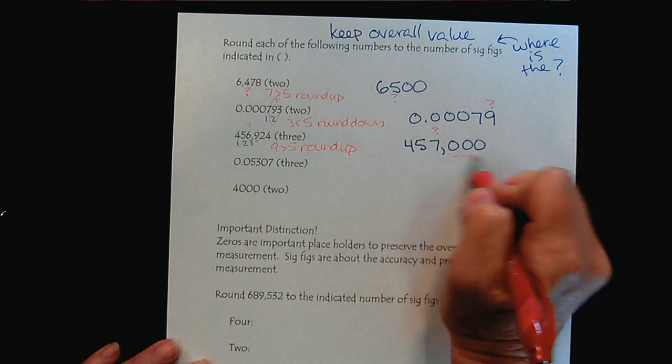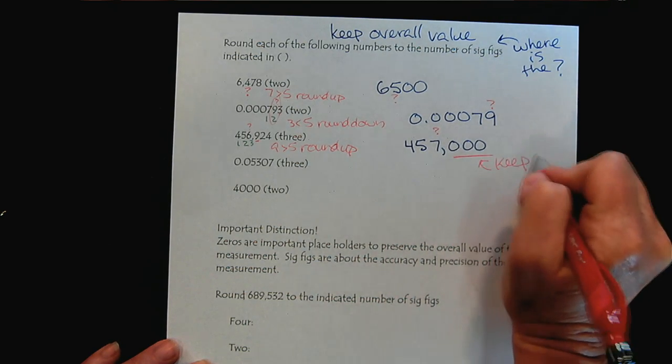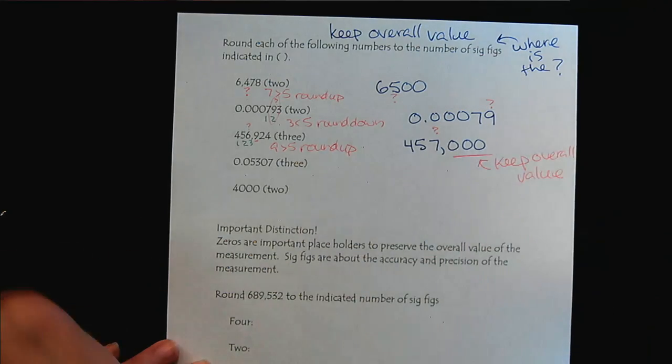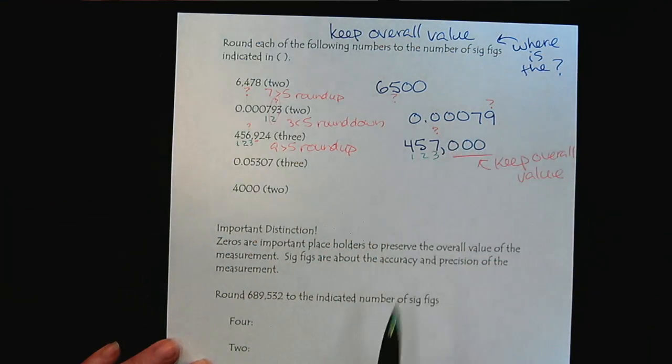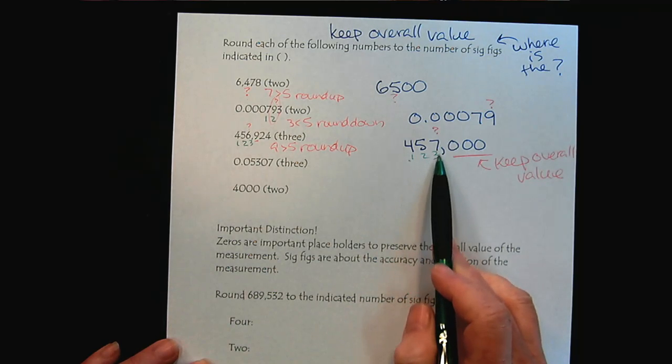So sig figs is just about the details. These are important placeholders, right? They keep the overall value. All right, so here we have 1, 2, 3. So sig figs are all the digits we know with certainty plus the first guess.